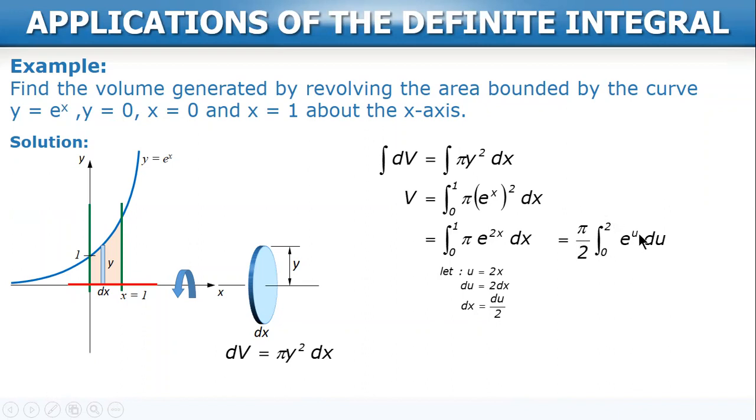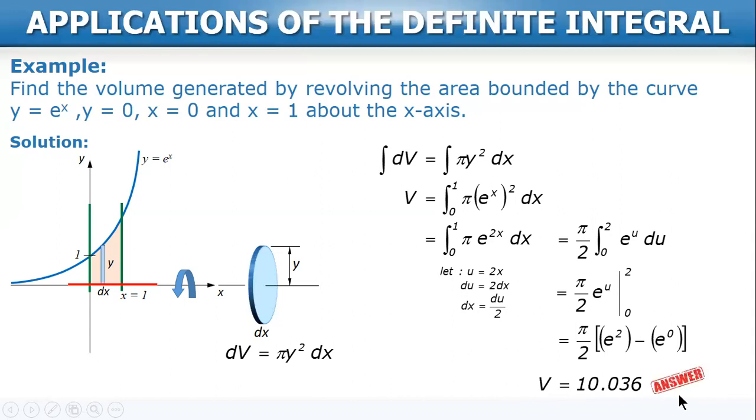So by changing the variable, our new integral is from 0 to 2, e to the u, and dx is du over 2. So the 1 half combines with pi, written outside the integral. The integral of e to the u du is e to the u. Then evaluate the limits from 0 to 2, and then compute, and the answer is 10.036 cubic units.